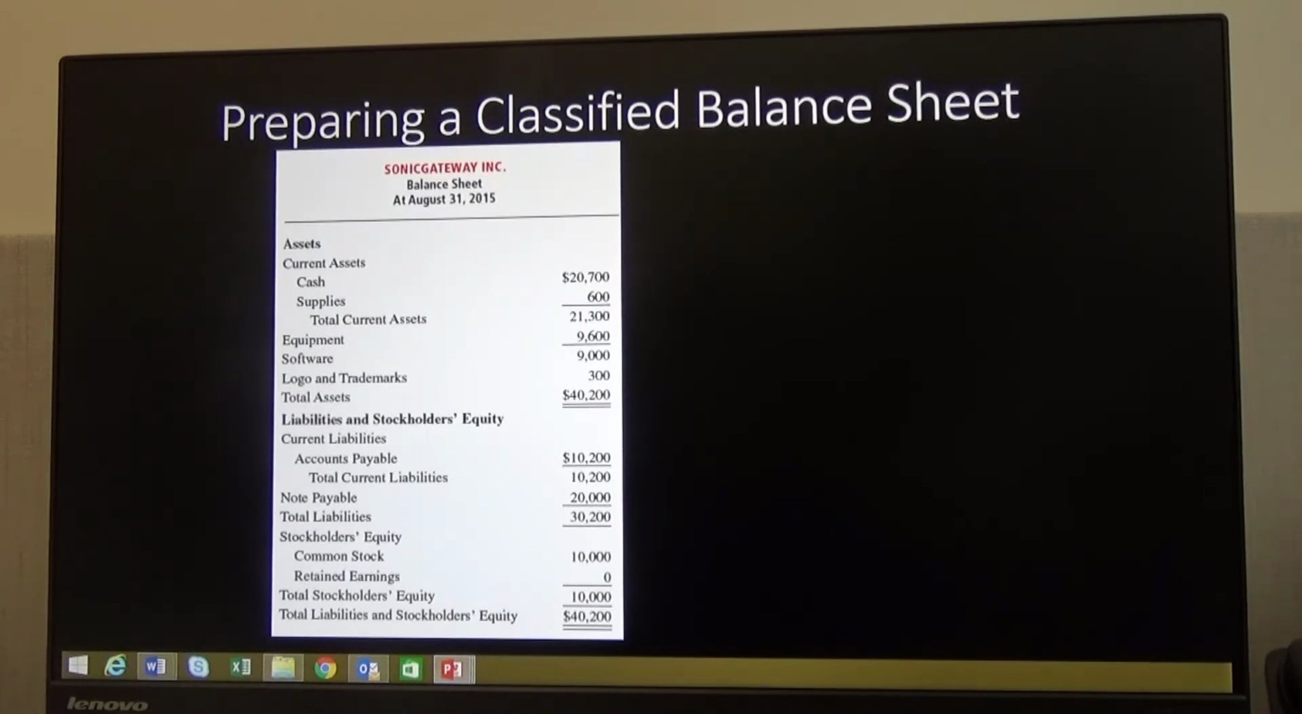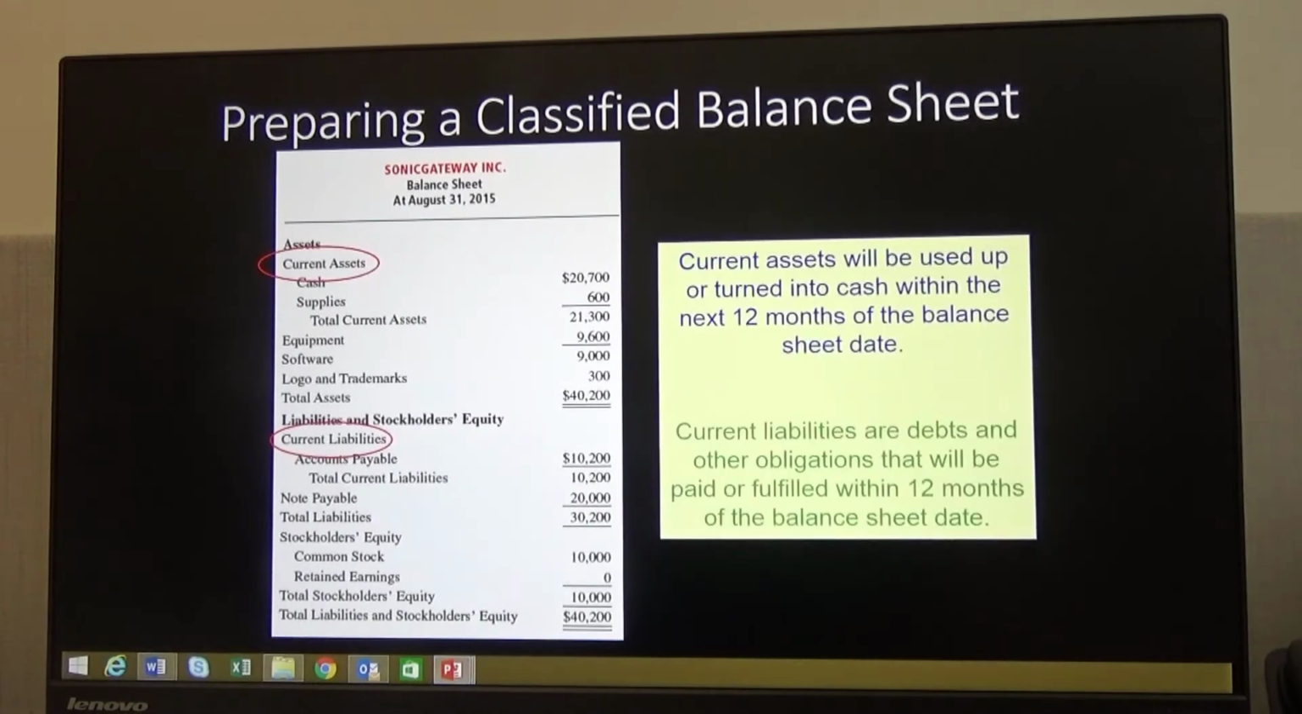And so you can see that to prepare a classified balance sheet, you use the same basic format as a regular balance sheet, but you just add the current asset subheading and the total current asset subtotal, and you add the current liabilities heading and the total current liabilities subtotal. But other than that, it's pretty much prepared the same way as a regular balance sheet.